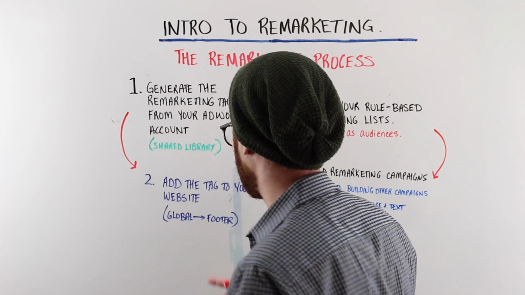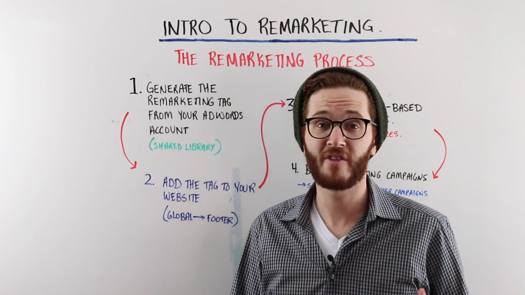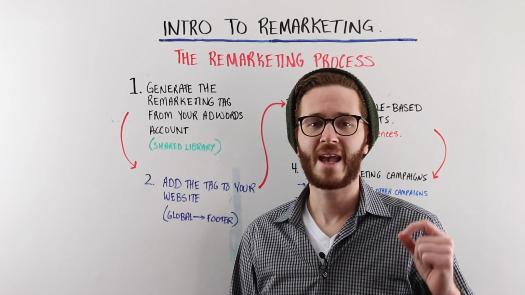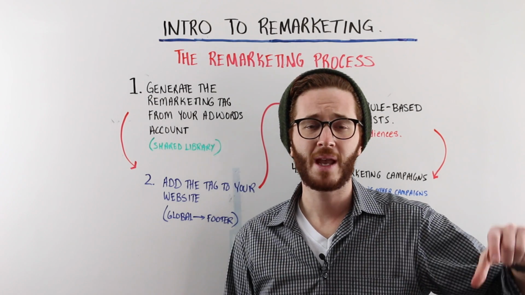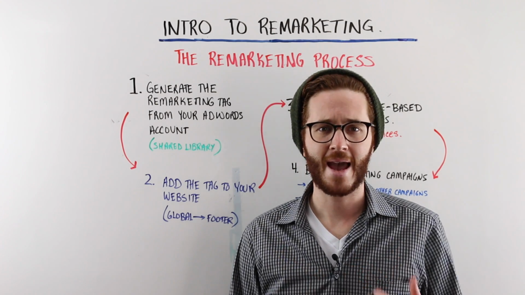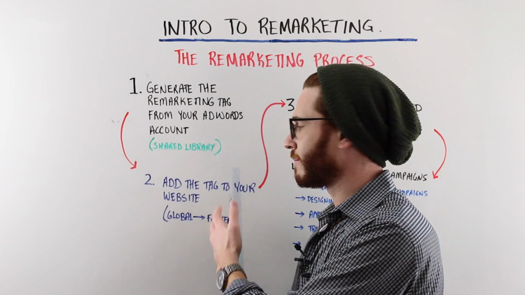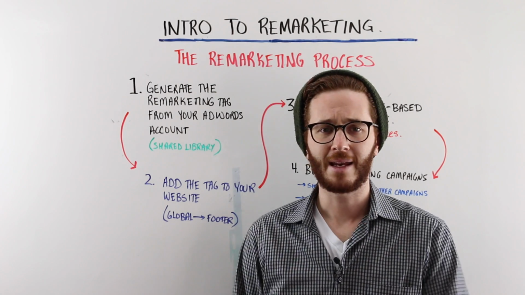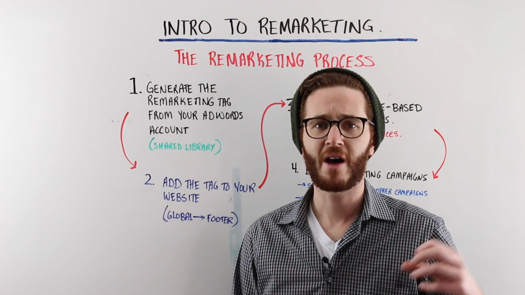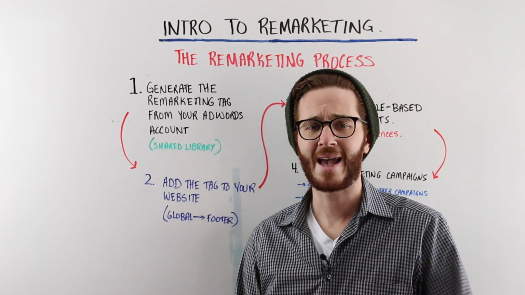The second step is adding the tag to our website. The way this tag works is when a visitor comes to your website, and the tag is on the page of my website, that tag fires and it tells Google, drop a cookie in this user's browser, and the cookie ID is then added to the remarketing audience. So once again, if somebody visits a page on my site that includes the remarketing tag, that tag fires and tells Google to drop a cookie on this person's browser, and that cookie ID is added to the remarketing audience.